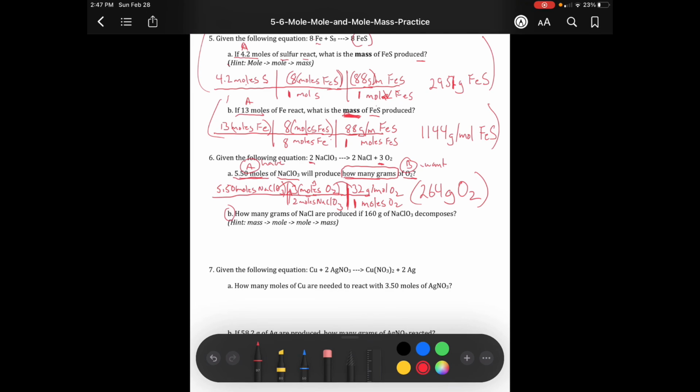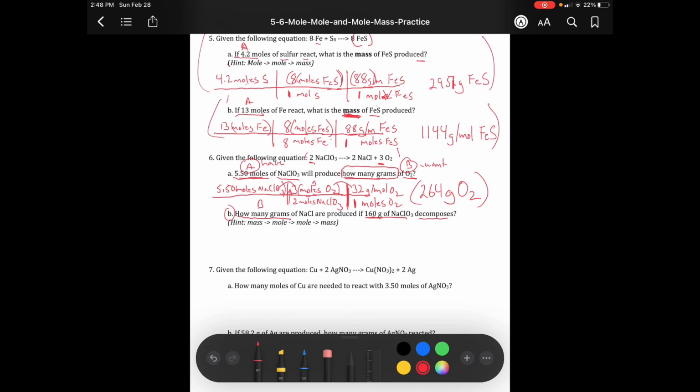So B says this: how many? What does "how many" mean? How many means substance B. We don't know. What does "given" mean, or what is A? It's what we've been given, and that's a number, so we see it. So we see 60 grams of NaClO, and remember, our equation is balanced, so we're good.